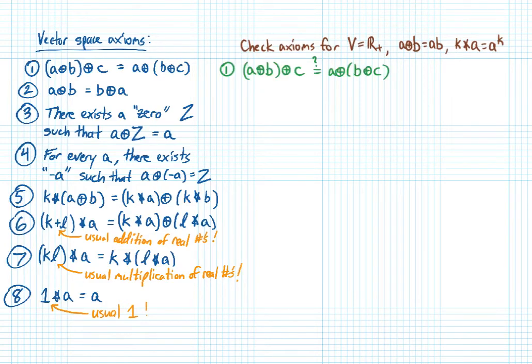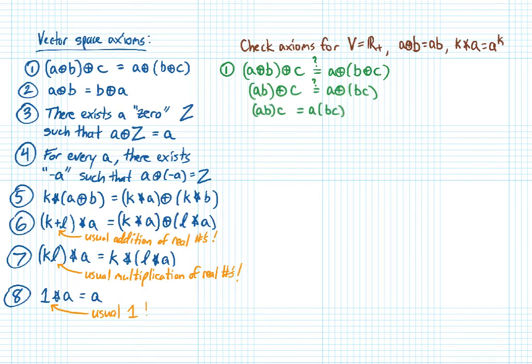So let's start with axiom 1. One way to check this is to write out the axiom, but put a question mark there because we don't know yet that that's true. That's actually what we want to check. And so to check that it's true, we're going to work on both sides of the equation and replace the weird vector space symbols with the actual operations that they represent. And you might be able to do it all in one step, but I'm going to do it step by step, working inside the parentheses first.